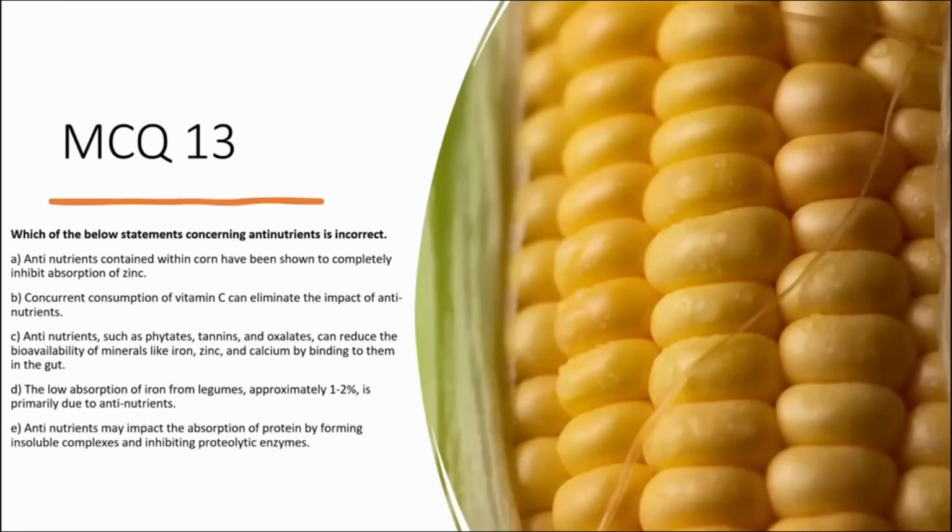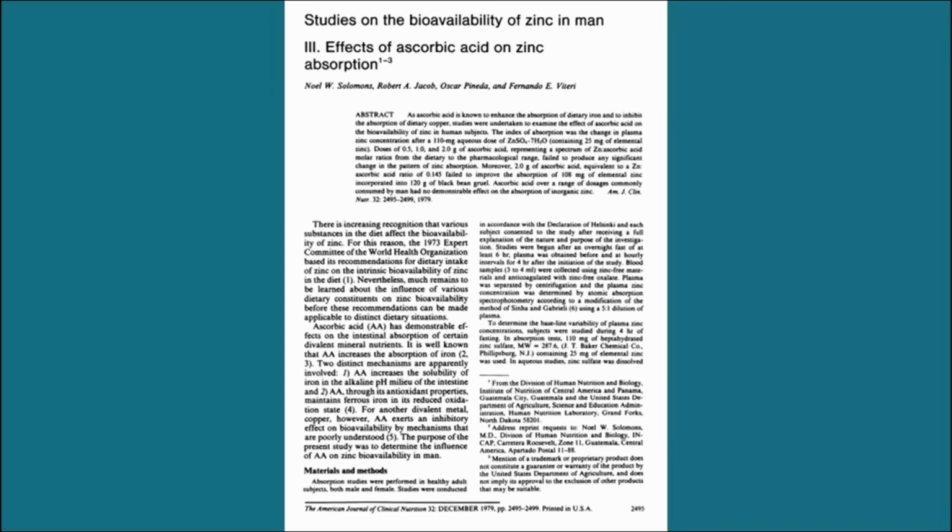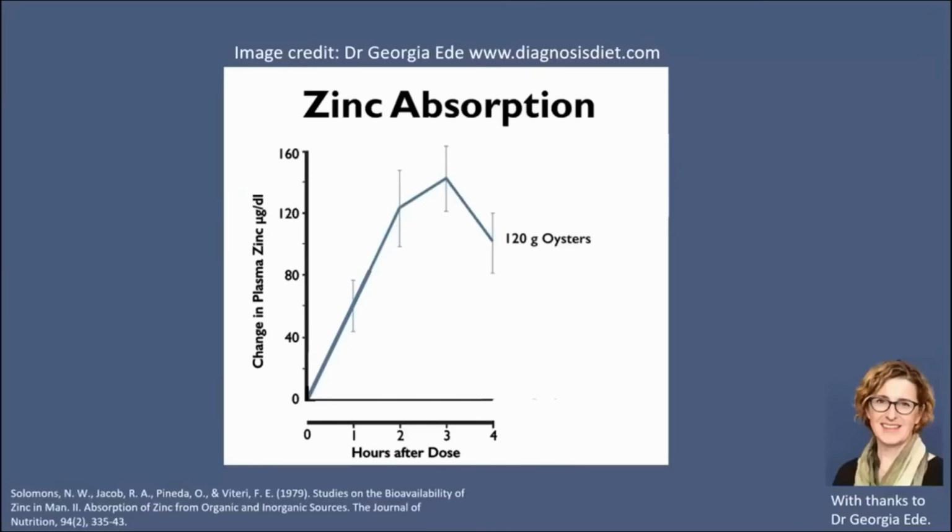So talking about why, let's have a look. This study fed subjects oysters and measured their zinc absorption. And you can see they managed to absorb a good amount of zinc, as you can see by the area under the curve. But when we fed them the same meal of oysters with black beans, we significantly attenuated the absorption of zinc. You can see it's probably down by 2/3.